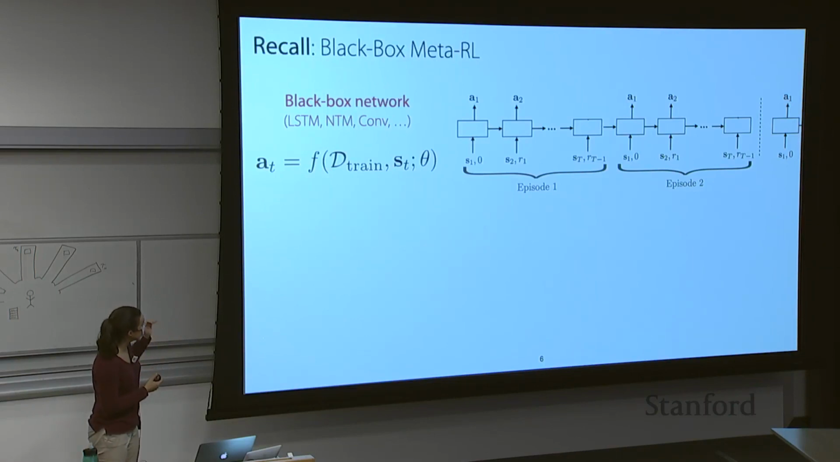The way that we saw black box methods working is you have, for example, a recurrent neural network that takes as input the experience so far and uses that to infer what a good action is for solving the task. And you could think of dtrain as essentially all of your experience up until the current time step and your query set as the current time step. And you're going to be optimizing this network for many different sizes of support sets.